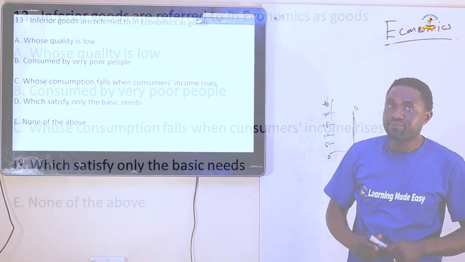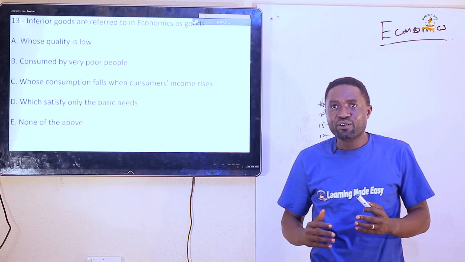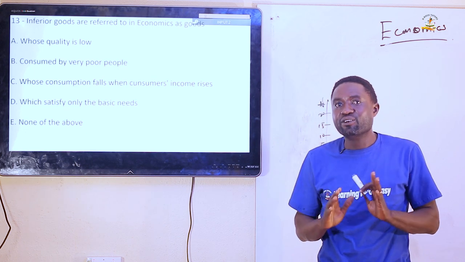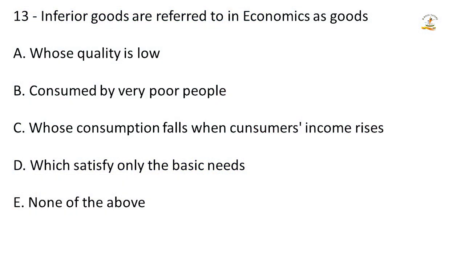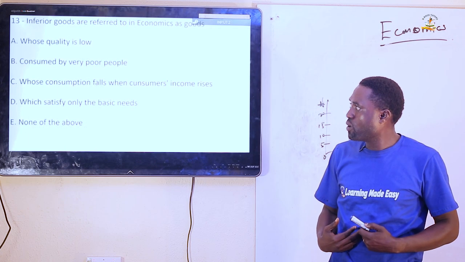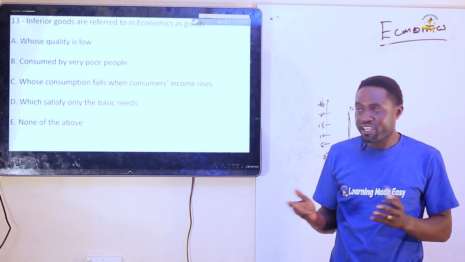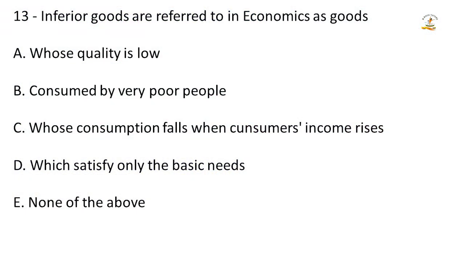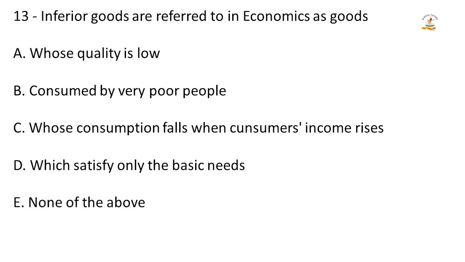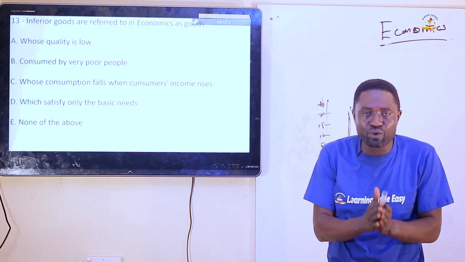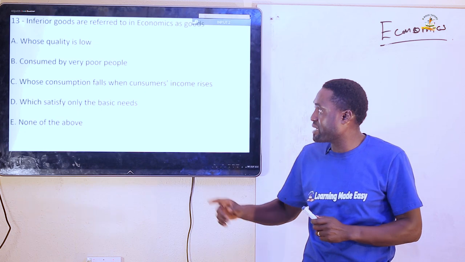Question number 13. Inferior goods are goods that you buy less of when your income increases. When you have more money, you decide to buy less of it. That is inferior goods. The options say inferior goods are goods whose quality is low. We know that the quality is low, but let's check other options. B, consumed by very poor people. It may not be. C, whose consumption falls when consumers' income rises. I think that is more perfect. D, which satisfies only the basic needs. No, none of the above. The consumption of it falls as your income rises. So when you buy less of it when your income increases, then you can term it inferior goods. The perfect answer to that is C.